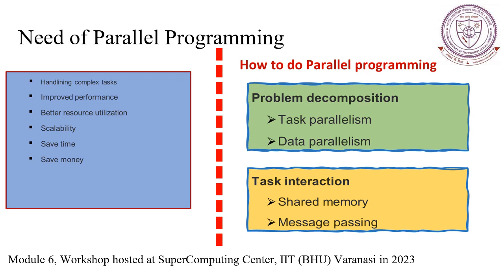Then there is message passing. Message passing involves communication between tasks by explicitly sending and receiving messages. Each task operates independently and has its own private memory space. Message passing can be implemented using libraries or communication protocols like MPI, which is also called message passing interface.